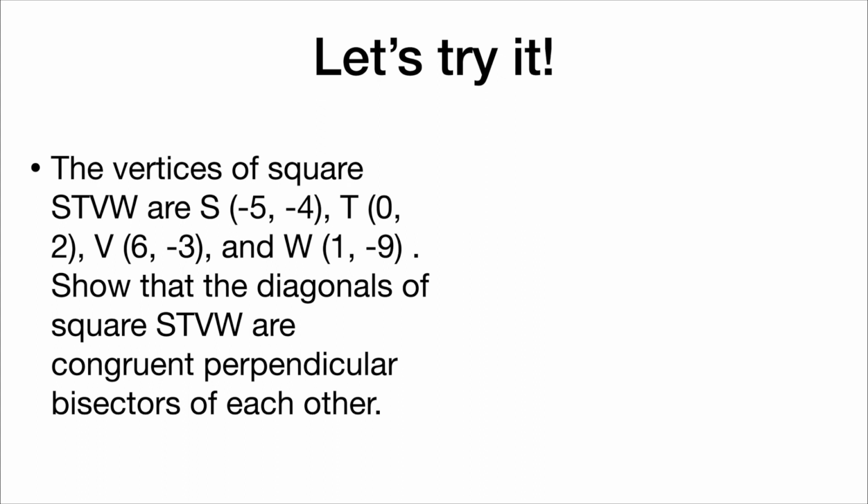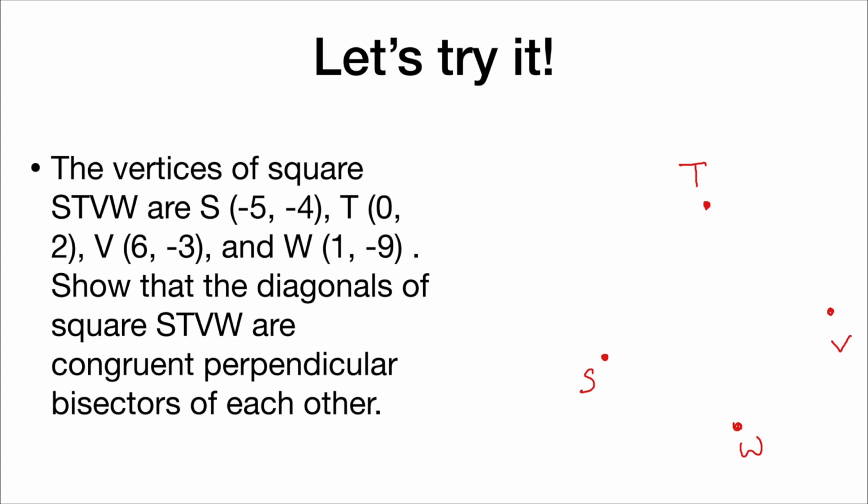Remember, I don't have an actual sketch. I don't have an actual grid here. I'm just kind of doing it on my own. So -5, -4. That's going to be S. 0, 2. That's going to be T. 6, -3. That's going to be V, and then 1, negative 9. That's going to be W.